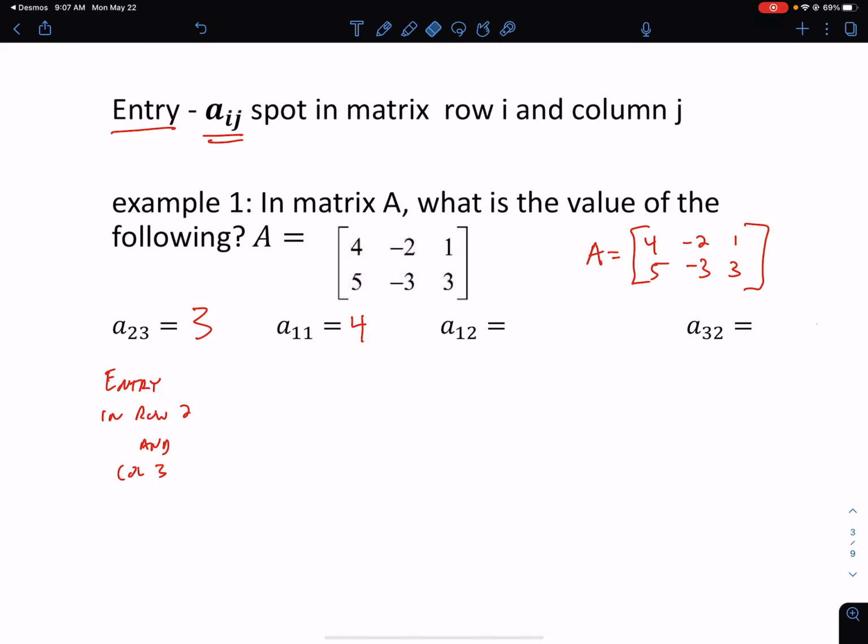Row 1, the next one is row 1, column 2. That should be -2. Then we have row 3, column 2. There is no row 3. Well, that's a mistake, or they're just showing you that there is no row 3. I feel like that was a trick question.